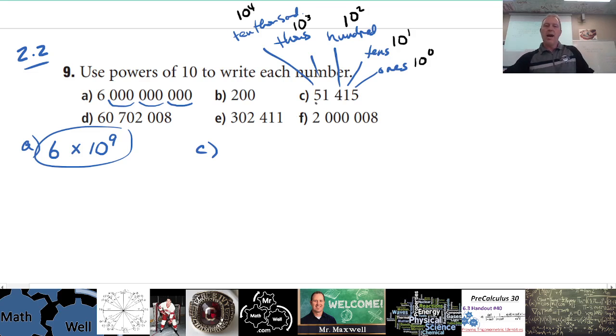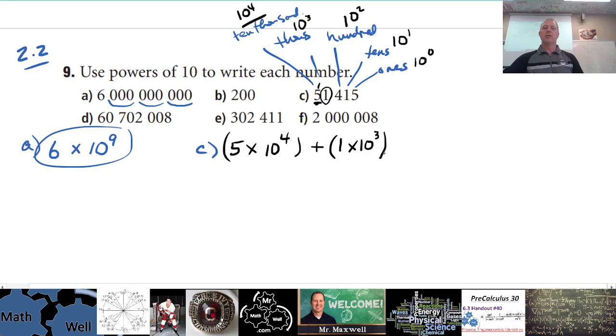Now, there are 5 10,000s in this number. See? 50,000. So there are 5 10,000s. So I start by saying 5 times 10,000, which is 10 to the 4. Good idea to put those in brackets so you can separate your work a little bit. It's all neater. Everybody knows what's going on. Now I need to account for this 1. So we have a 50,000, and this is a 1,000. It's in the 1,000 spot. So this is 1 times 10 to the 3.